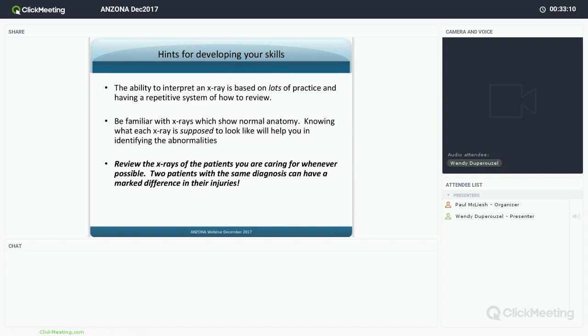Get into, and this is really, really important, and I can't emphasise this next point enough, get into a habit of reviewing the plain films of the patients you're actually caring for whenever possible.